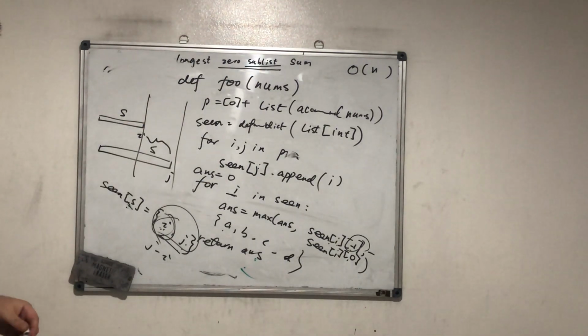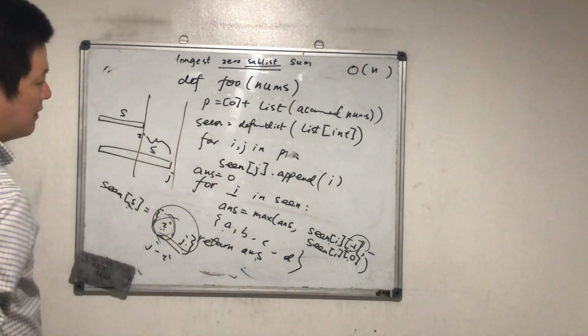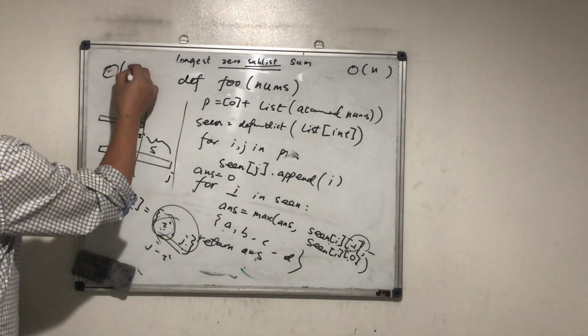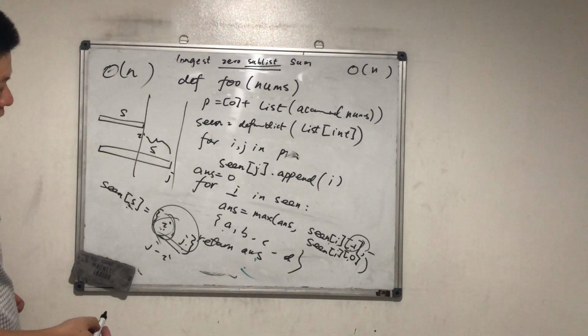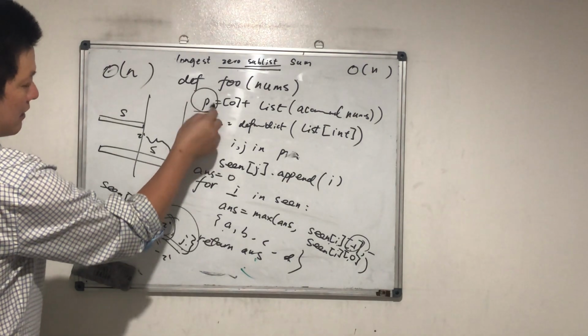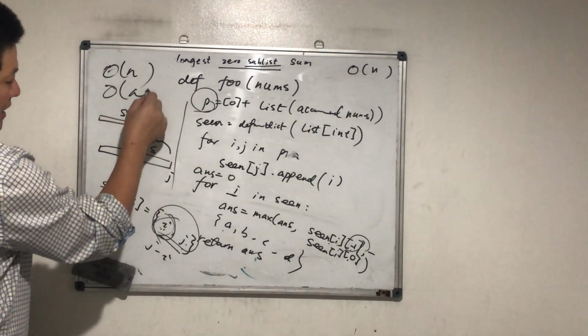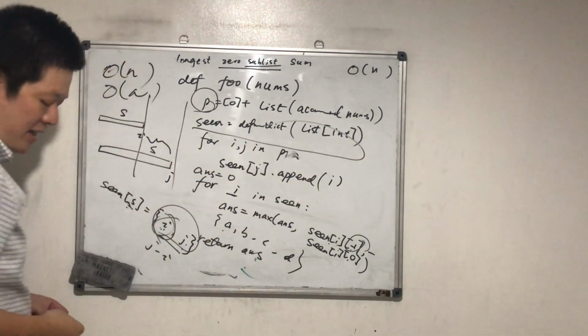What's the time complexity for this one? O(n). What's the space complexity? Are we using space? Yes, O(n), because the sum is stored in a dictionary.